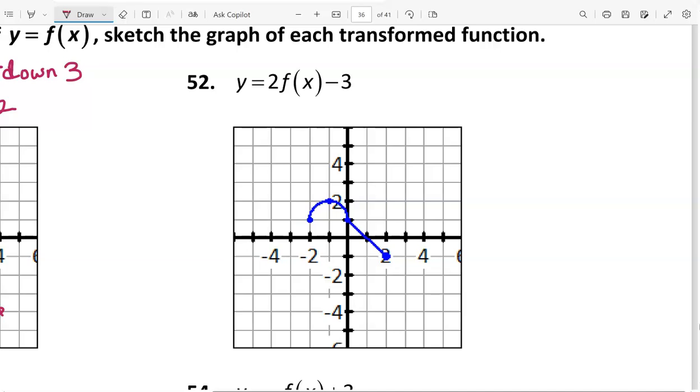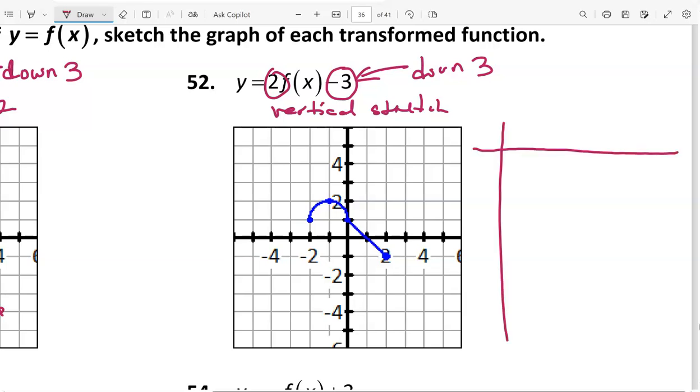For number 52, we have a minus 3 on the outside. That's going to move the function down 3. And then we have a 2 times on the outside. That's going to perform a vertical stretch. When there are multiple output operations, I suggest using a table to make sure that you get them in the right order.